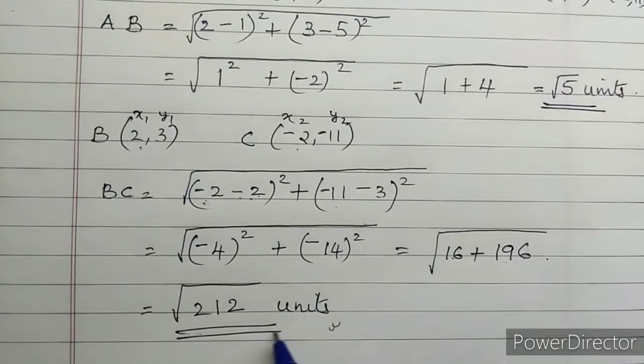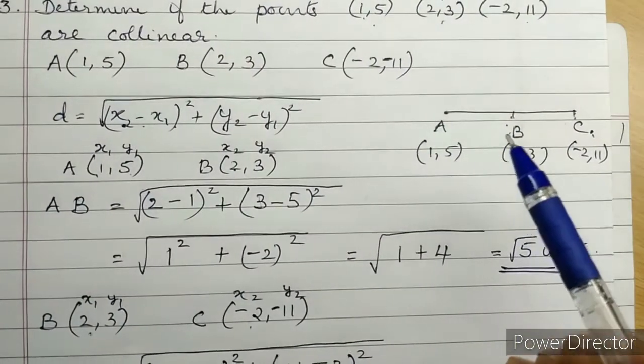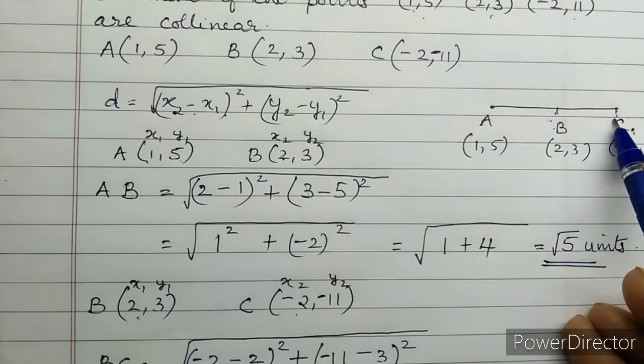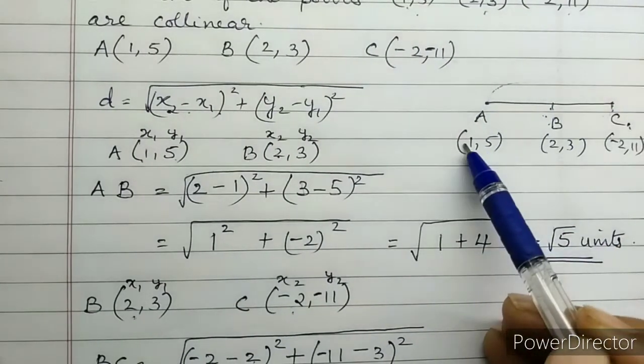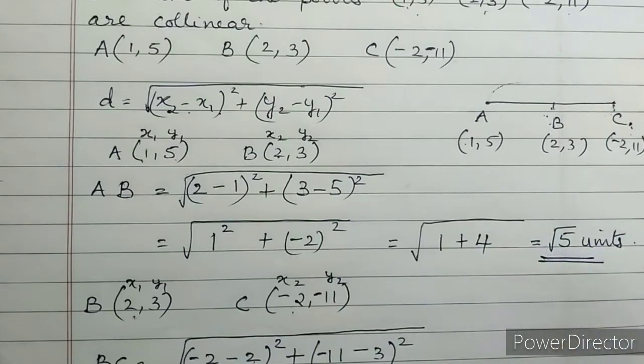So BC you got as square root of 212 units. Now what should you find? You have to find, see here in the diagram, AB over, BC over, now you have to find AC. A and C points you should take and use the distance formula, you will get AC.